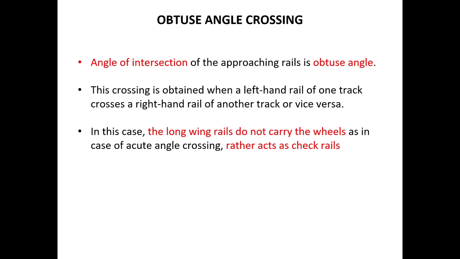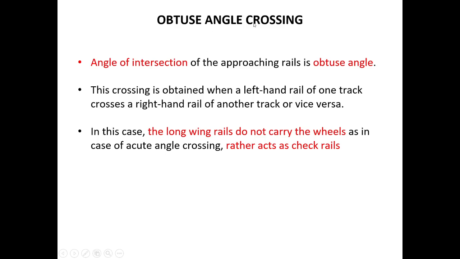Okay, 90 degrees. This crossing is obtained when a left hand rail of one track crosses a right hand rail of another track, or vice versa. The statement is same for the acute angle crossing and obtuse angle crossing.